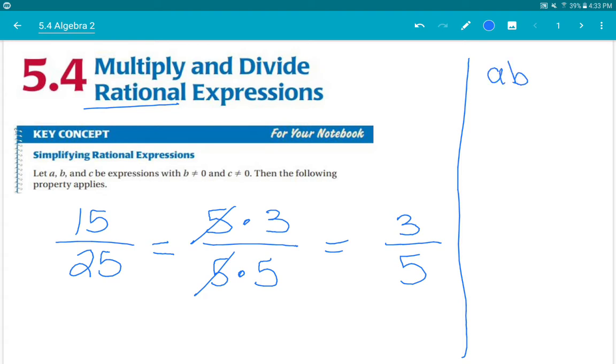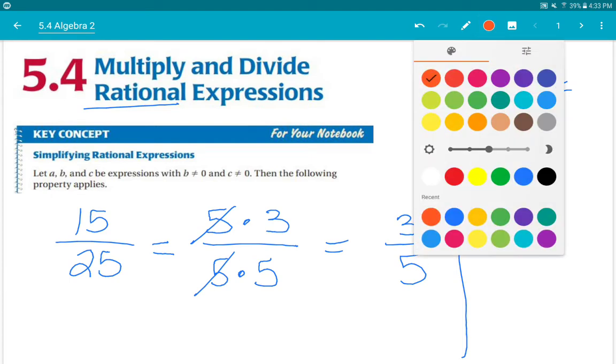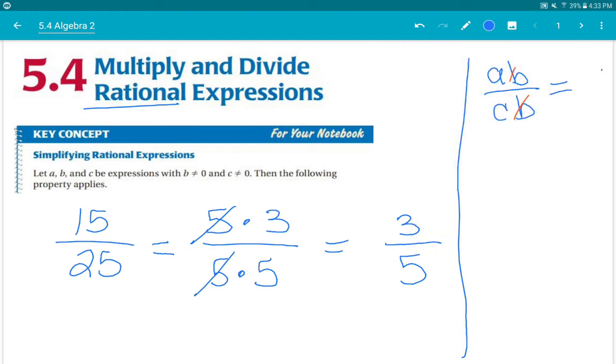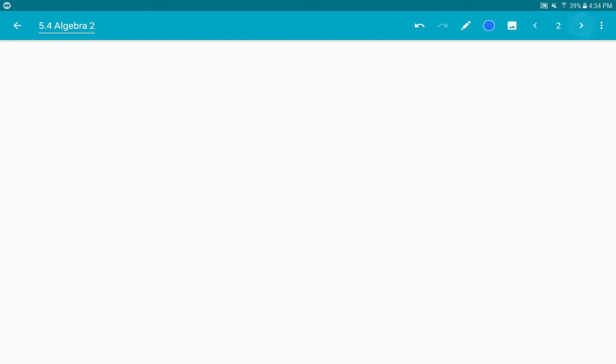Let me give you one on the side, just to give you an idea. If I had ab over cb, what do they share in common, multiplying both the numerator and denominator? They share b in common. So we're allowed to cancel out that b, and we're just going to get a final answer of a over c. That's pretty much the basic concept of it, but we're going to be looking at different cases and see how they work out.